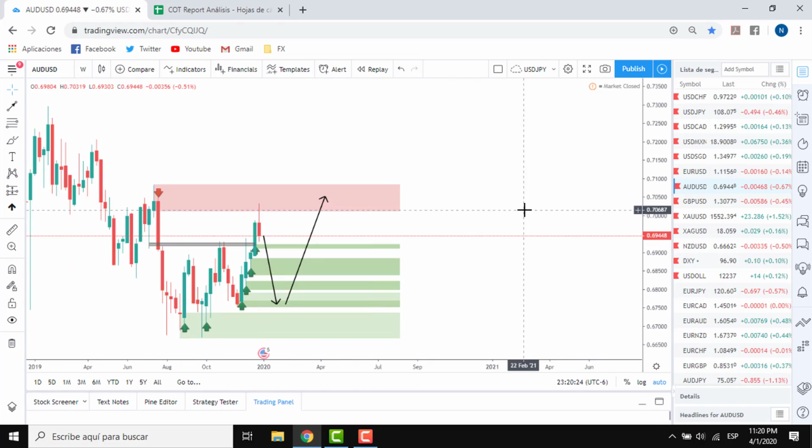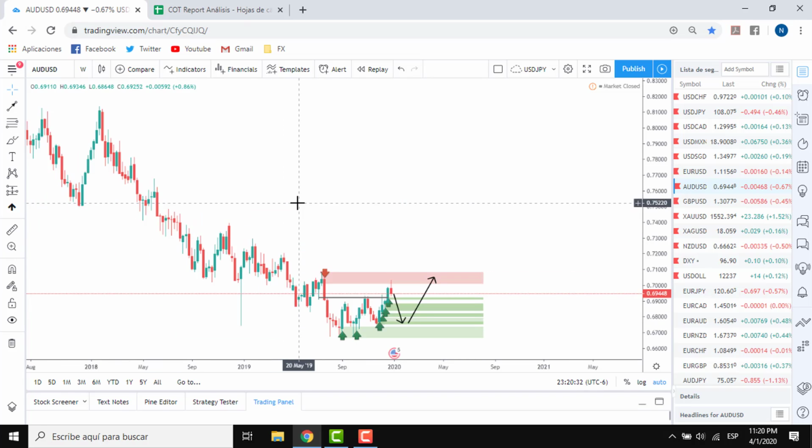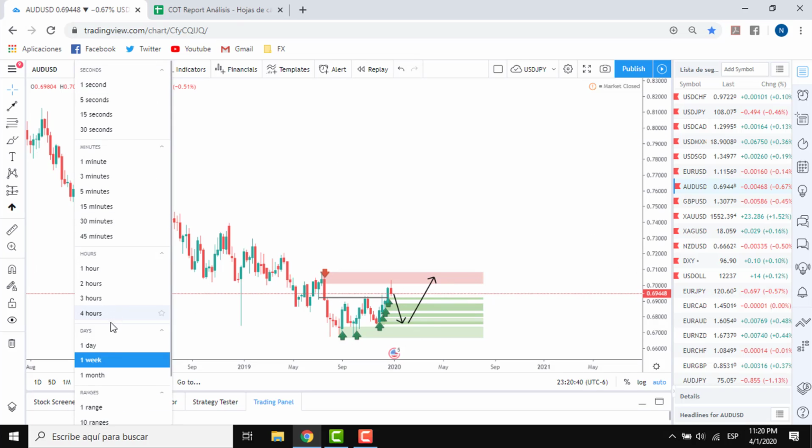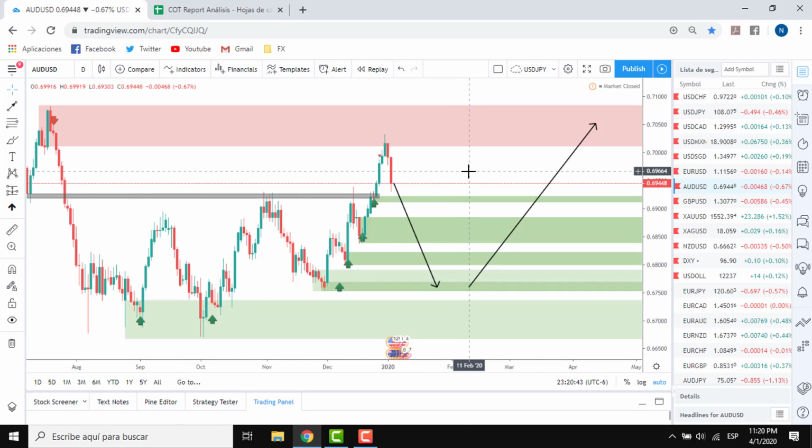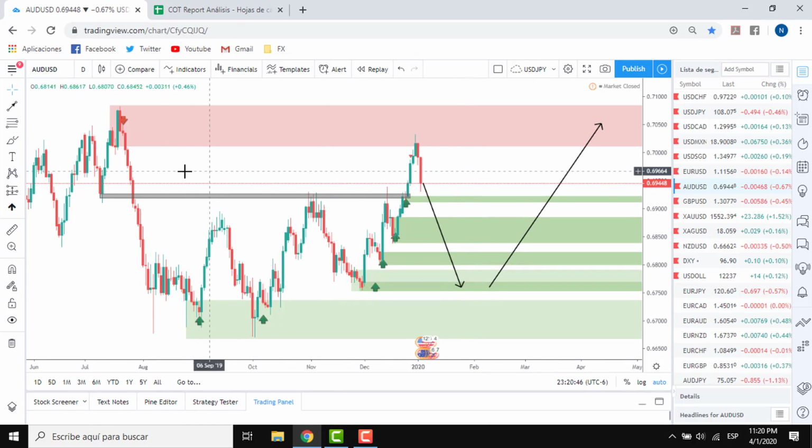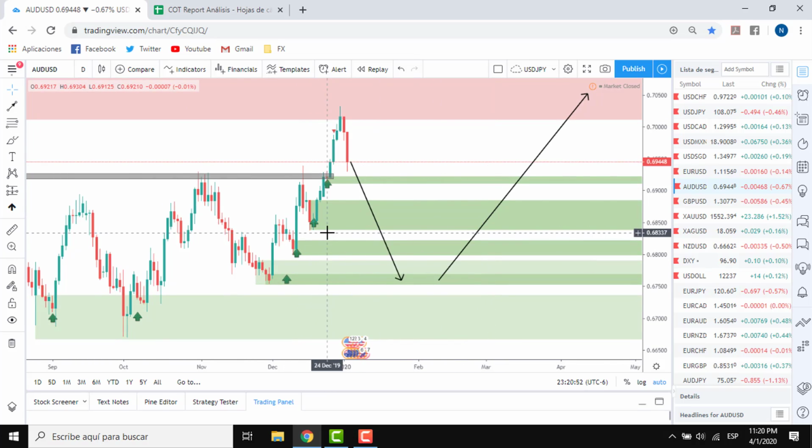Price reacted. Price is dropping from this weekly supply zone, but in the long term I think this supply zone will be removed. So let me check the daily. The other thing we have as well is support and resistance structure. Supply and demand has its sequence, which is rally, base, rally, drop, base, drop. That's the most common sequence we will find using supply and demand methodology.